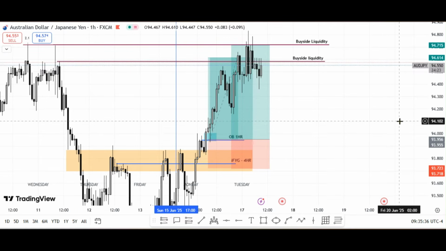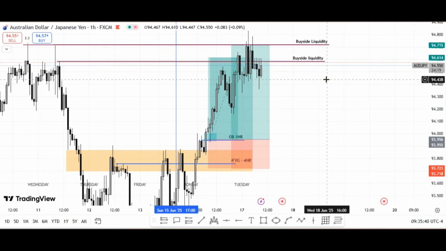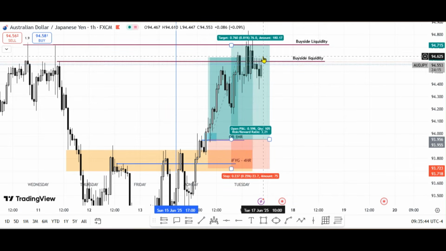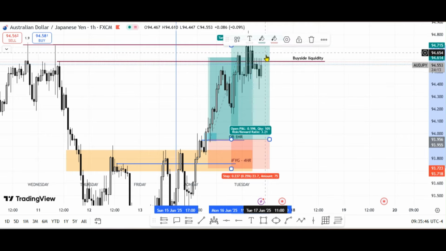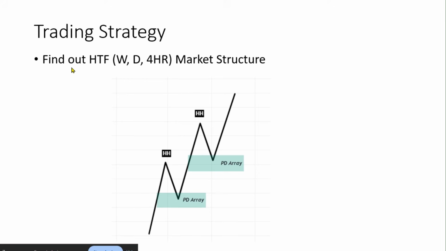So today I'm going to do a trade breakdown of an AUDJPY trade that I took on 16th of June 2025. I made 76 pips. So let's get started. First of all, we'll start by defining what this trading strategy is. I'm going to lay down all the rules that we need to follow before we finally get a trade.